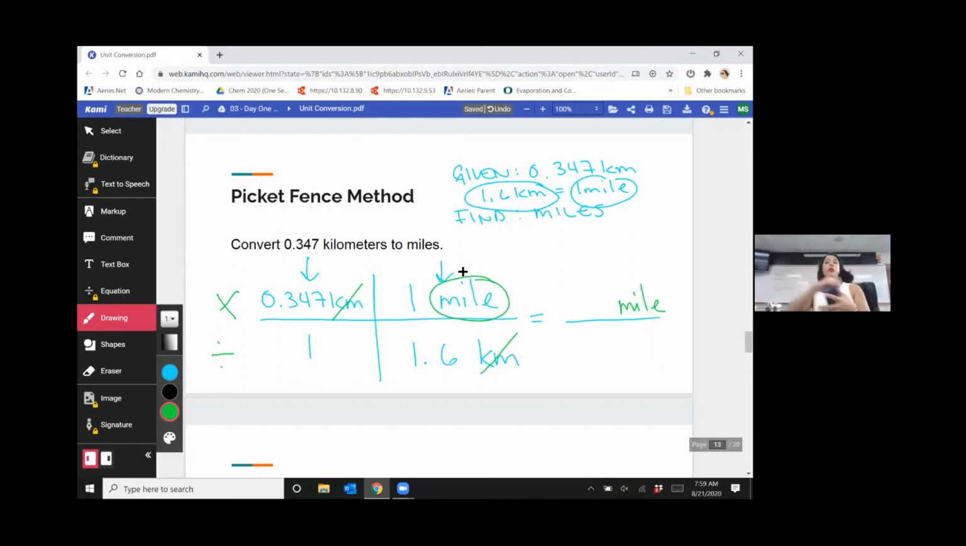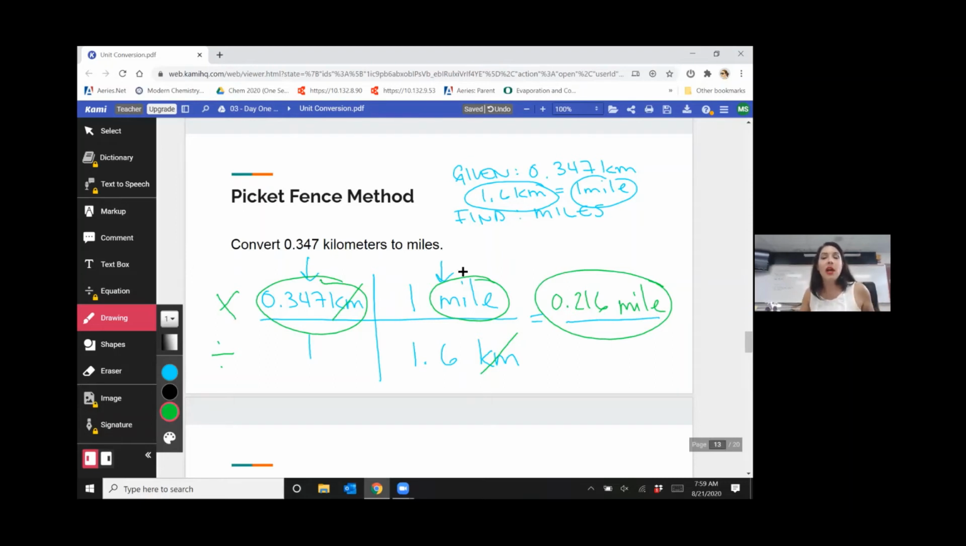So I'll get my little handy dandy calculator here. Times 1 divided by 1 divided by 1.6. You could always leave out the dividing by 1 because you know it's going to end up being the same number. But if you're concerned about doing it, you don't want to skip any steps, go ahead and use the ones if you like. I came up with 0.216 miles. So every 0.347 kilometers is equivalent to 0.216 miles. All right, and that's the picket fence method.